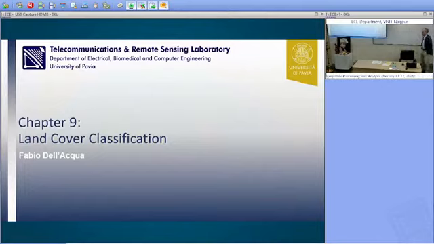Okay, so as I said, in the previous part of the course, we have seen what is remotely sensed data, how you can obtain remotely sensed data, what are the features of such data, and how you can process the data in such a way that you can try and make the information that you're interested in to emerge and be collected more easily.